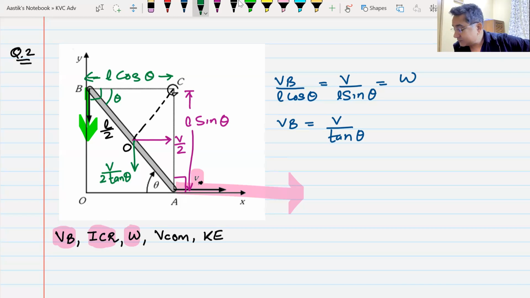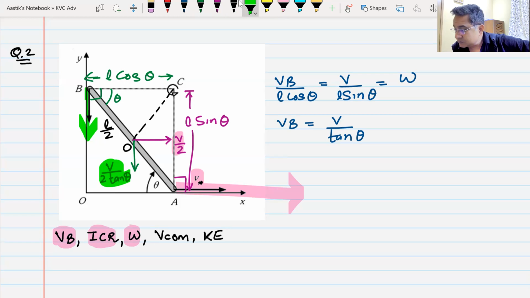Sir, could you please again say how v by 2 tan theta came? Do you understand how this v by 2 came? Yes, sir, we got that one. If you understand how this v by 2 comes, understand how v by 2 tan theta comes. Do we understand this? Sir, once say it again, sir. Which part did you not understand? The pink one or the green one? Green one.